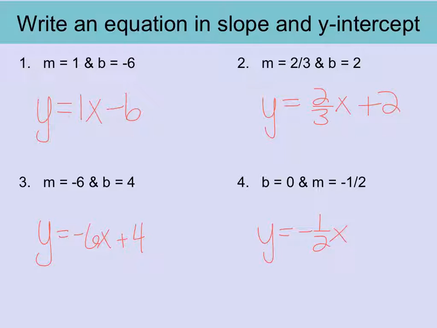Okay, so number 1 should just be y equals 1x minus 6, or you can also just have x minus 6. 2, y equals 2/3 x plus 2. 3, y equals -6x plus 4, and then 4 should actually be y equals -1/2 x. You can have plus 0, but you don't need to have it.